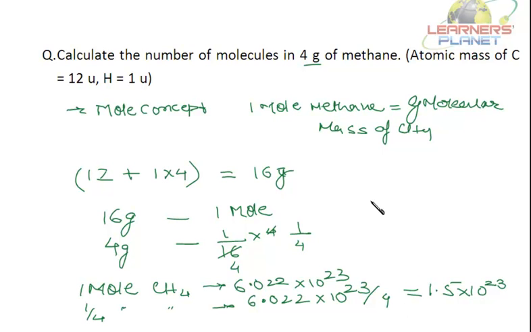Right? So this is the way we can find the number of molecules in any compound given, in any weight. It can be 4 gram, it can be 16 gram, it can be 18 gram. You just keep in mind that 1 mole of a substance has the mass equal to the gram molecular mass. Now let's take our next question.